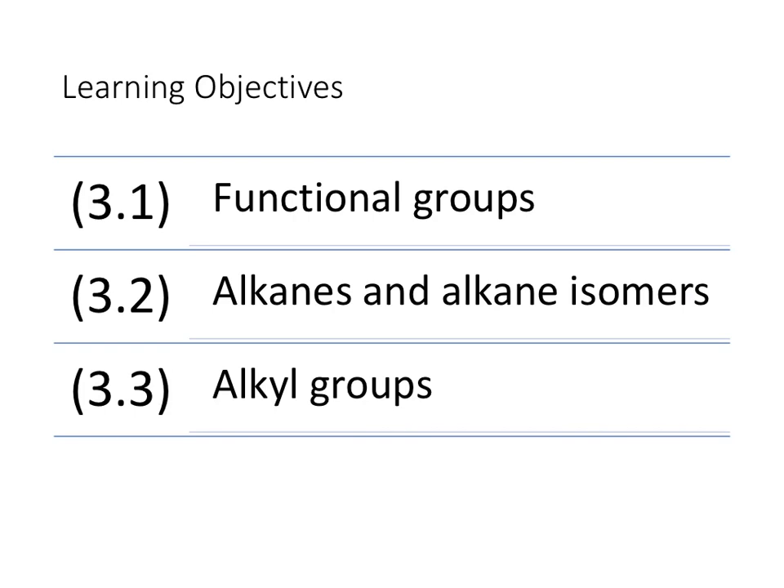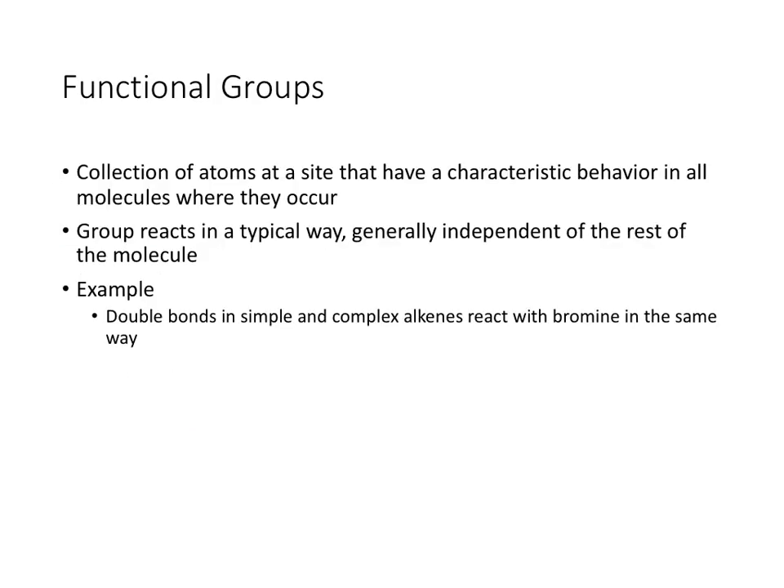We'll cover 3 learning objectives. We'll discuss functional groups, alkanes and alkane isomers, and alkyl groups. What is a functional group? It's a collection of atoms at a site that have a characteristic behavior in all molecules where they occur.